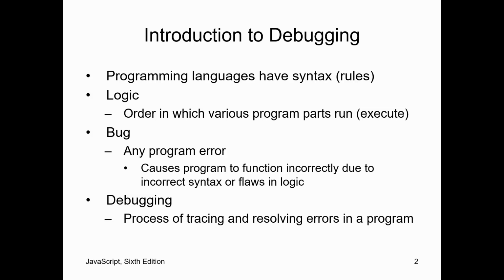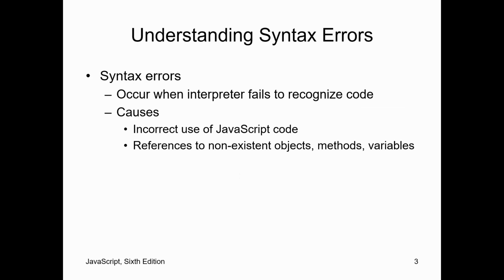And that's why bugs were known as programming errors that cause the program to function incorrectly. They can be due to incorrect syntax, flaws in logic. There are three different types of errors we'll talk about in just a minute. Debugging is a process of finding and resolving errors in a program.